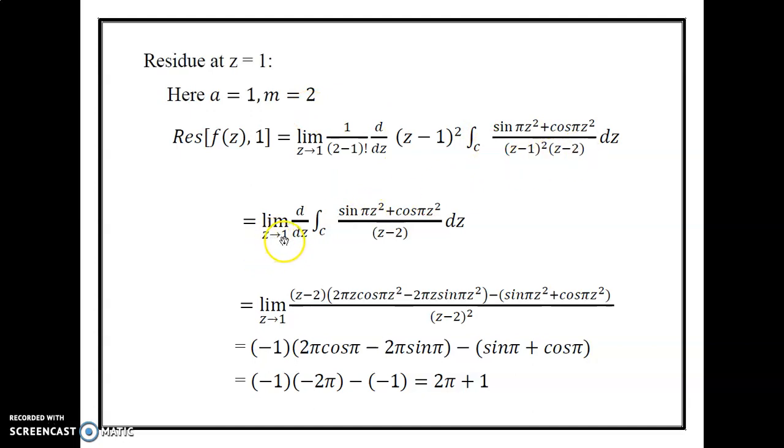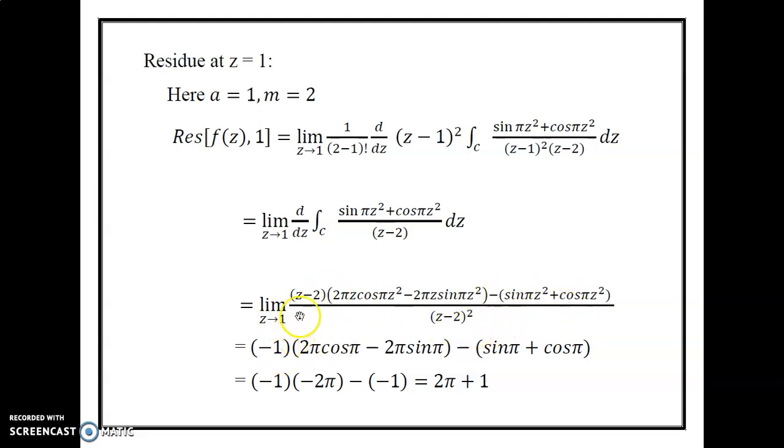Next line, limit as z tends to 1 of d by dz of (z minus 1)^2 into the function; (z minus 1)^2 cancels. The balance value is (sin pi z^2 plus cos pi z^2) divided by (z minus 2). Next, using the u by v formula, we apply limit as z tends to 1 of (v u dash minus u v dash) divided by v^2.